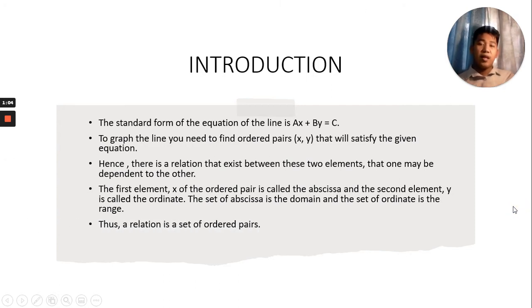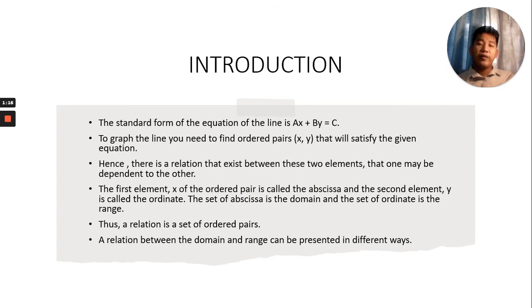The relation is a set of ordered pairs. Take note: the definition of a relation is a set of ordered pairs. Now, a relation between the domain and the range can be presented in different ways. Later on, in another video, I'll be presenting different ways we can present a relation. This time, we're going to present a relation by a set of ordered pairs, and also by an arrow diagram.